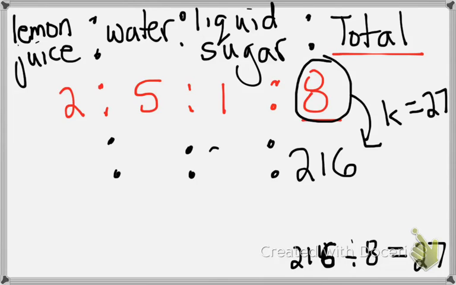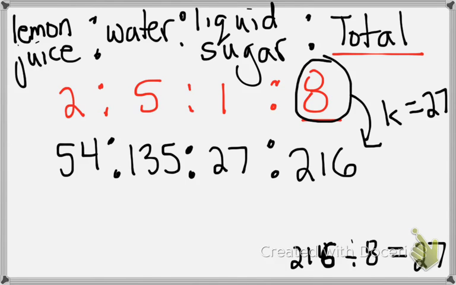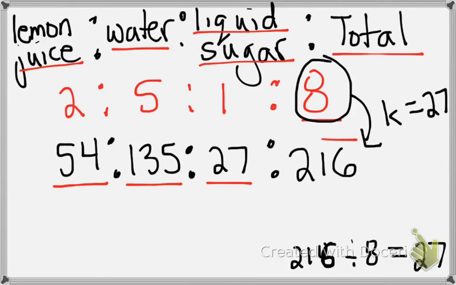So 1 times 27 is 27. 2 times 27 is 54. And 5 times 27 is 135. So the question was, if the cafeteria uses this recipe to make 216 cups of lemonade, how much of each ingredient was used? So you can see that 54 cups of lemon juice was used, 135 cups of water was used, 27 cups of liquid sugar was used, and that made our 216 cups of lemonade.